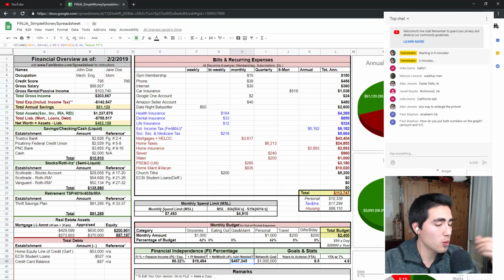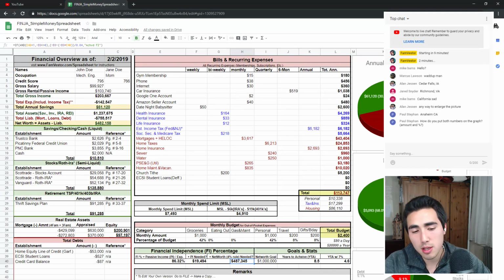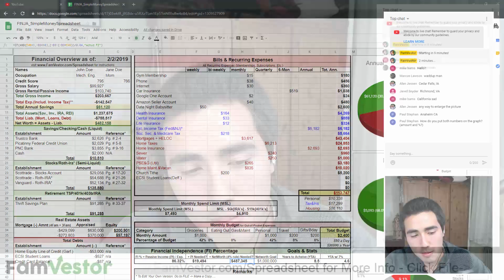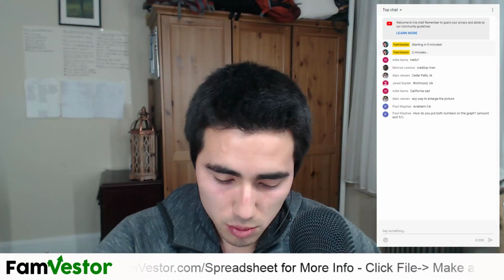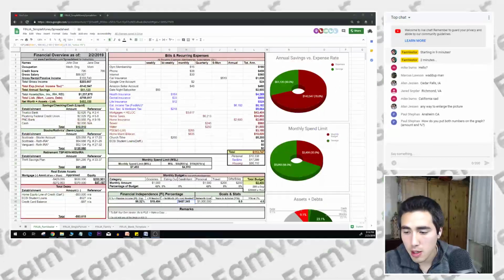Before I do that, I do want to share a quick lesson. Let's see, any other questions? How do you put both numbers on the graph? Okay, that was that other question. Okay, so maybe we will just go right into that lesson then. So right here, and here we go.